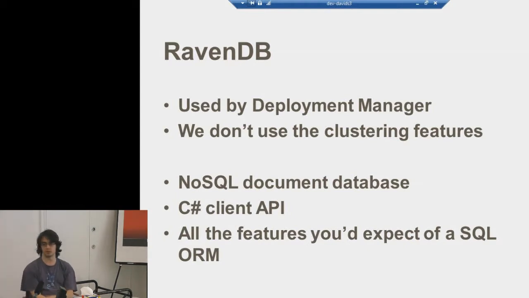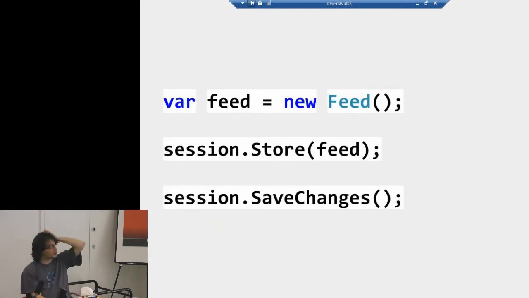So if you're familiar with some kind of ORM, it does loading and saving and entity tracking and that kind of stuff. It does all of those. So one of the cool things about Raven is just how easy it is to use. So this is all it takes to add a new document into the database.